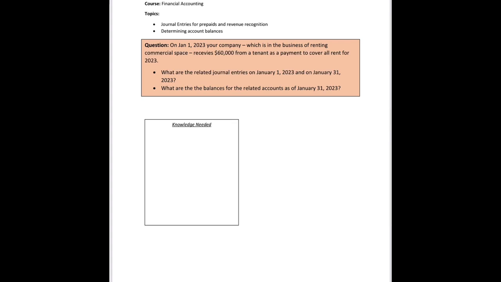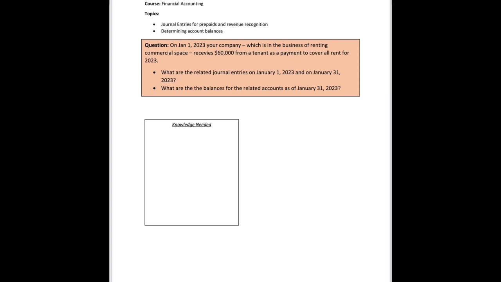So the topic here is financial accounting, and specifically we're going to be looking at a problem that has to do with journal entries for prepaids and revenue recognition, as well as determining account balances. So the question is, on January 1st, 2023, your company, which is in the business of renting commercial space, received $60,000 from a tenant as a payment to cover all rent for 2023. The two sub-bullet points are, what are the related journal entries on January 1st, 2023 and on January 31st, 2023? And also, what are the balances for the related accounts as of January 31st, 2023?